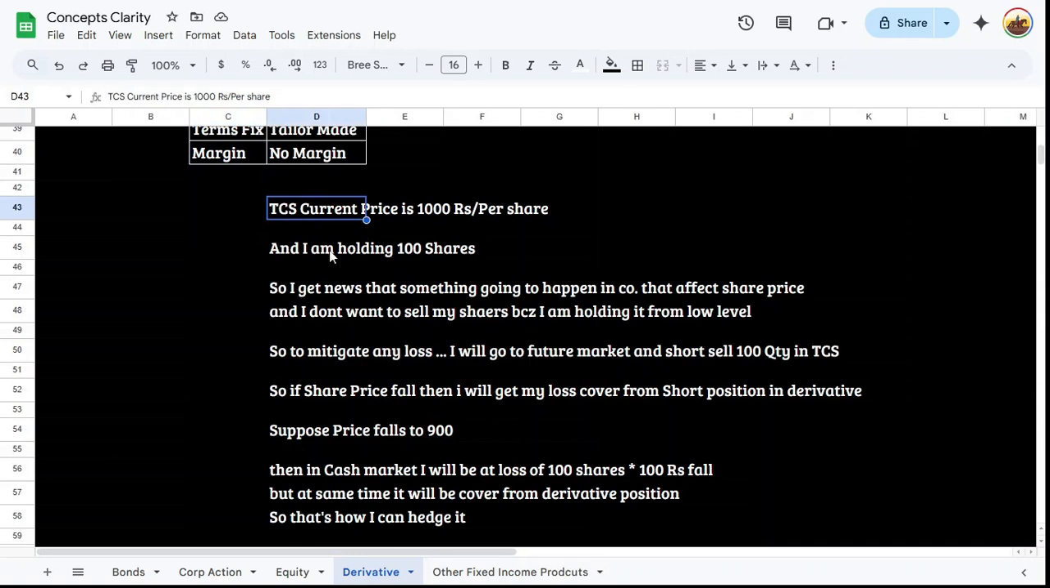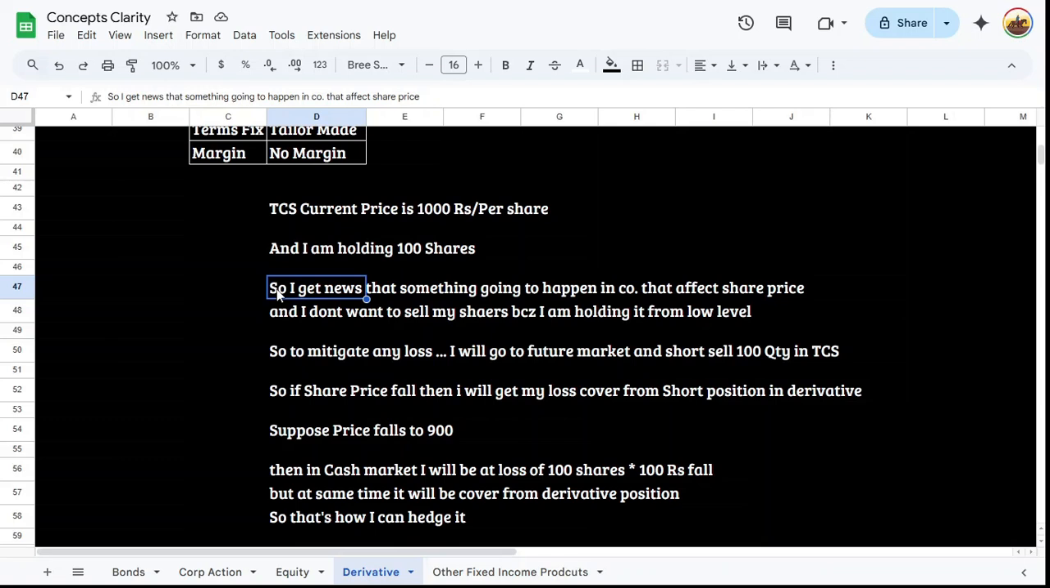So TCS current price is 1,000 rupees per share, and I'm holding 100 quantity of TCS shares. There might be the possibility that I get some news, and maybe this news is bad, so that might affect the share price and it can fall. But I am holding TCS shares for a long time. I bought them at a very low price, so I don't want to sell because of that news, because I want to be a long term holder.